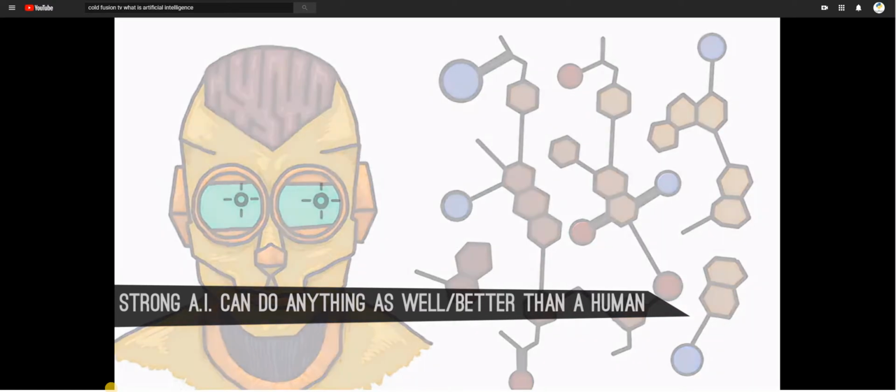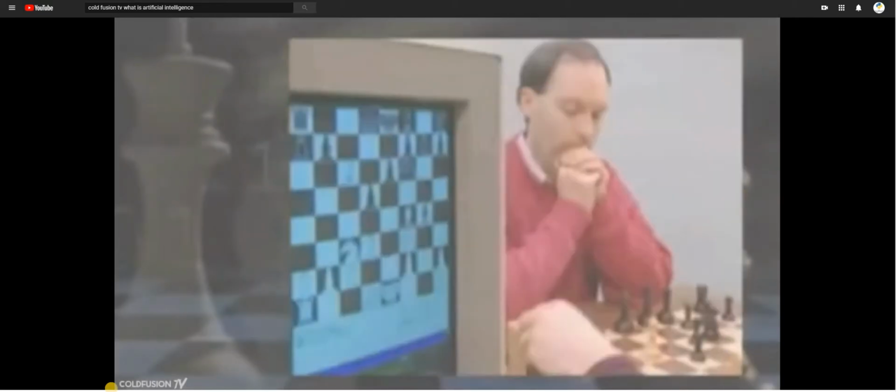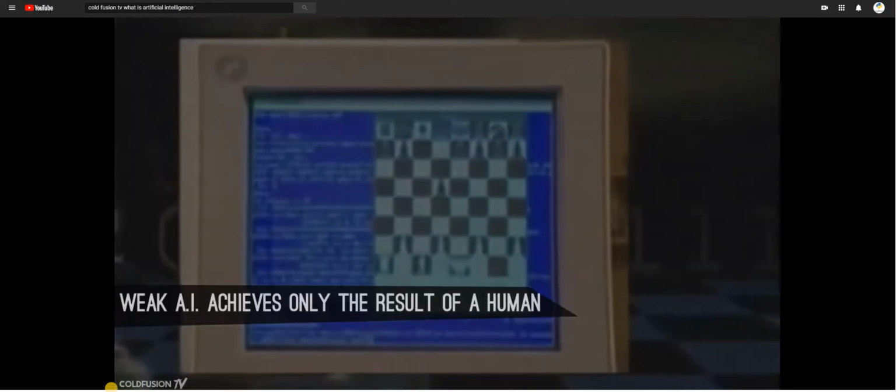We're nowhere near this stage yet. Weak AI is a system that behaves like a human but doesn't give us an insight into how the brain works. IBM's Deep Blue, a chess-playing AI, was an example. It processed millions of moves before it made any actual moves on the chessboard.